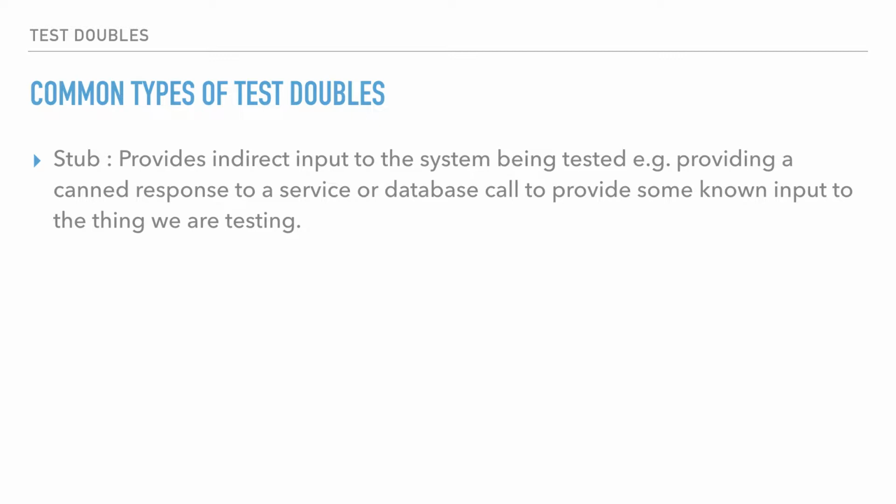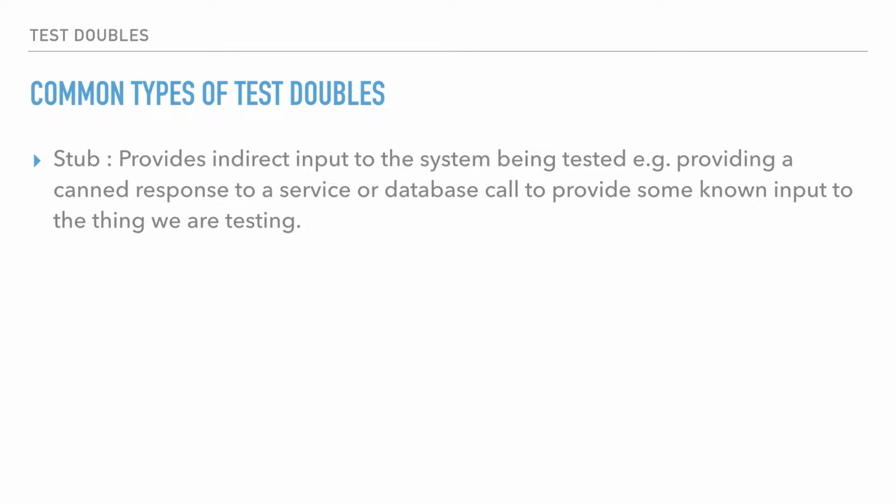So this type of test double is one that provides indirect input to the system being tested. So these are things that would, for example, provide a canned response to a service or database call to provide some known input to the thing we're testing. There's no logic in the stub implementation of a function or an interface. They just return some known data. So it could be entirely hard-coded, or perhaps data that the stub accepts on construction. Stubs are really simple, but for reasons I'll come to in a minute, they're something that I think are actually underused.